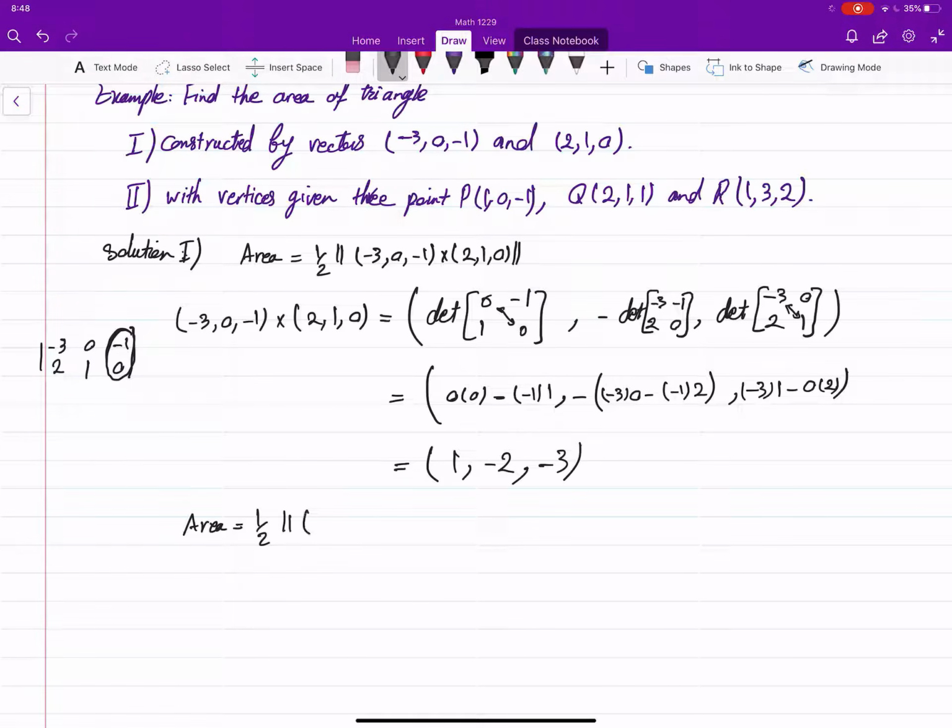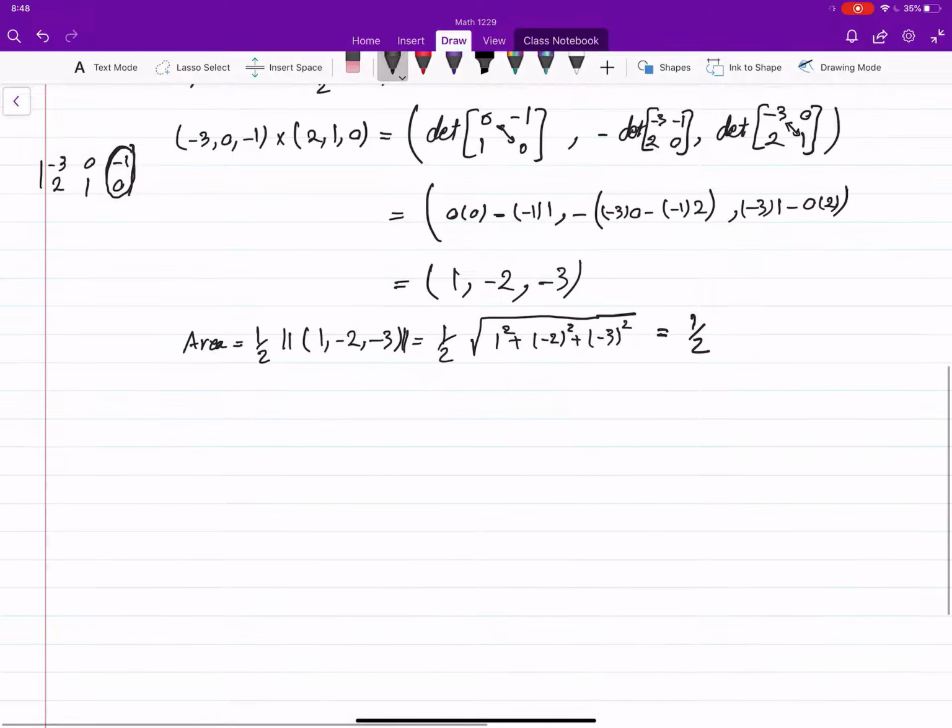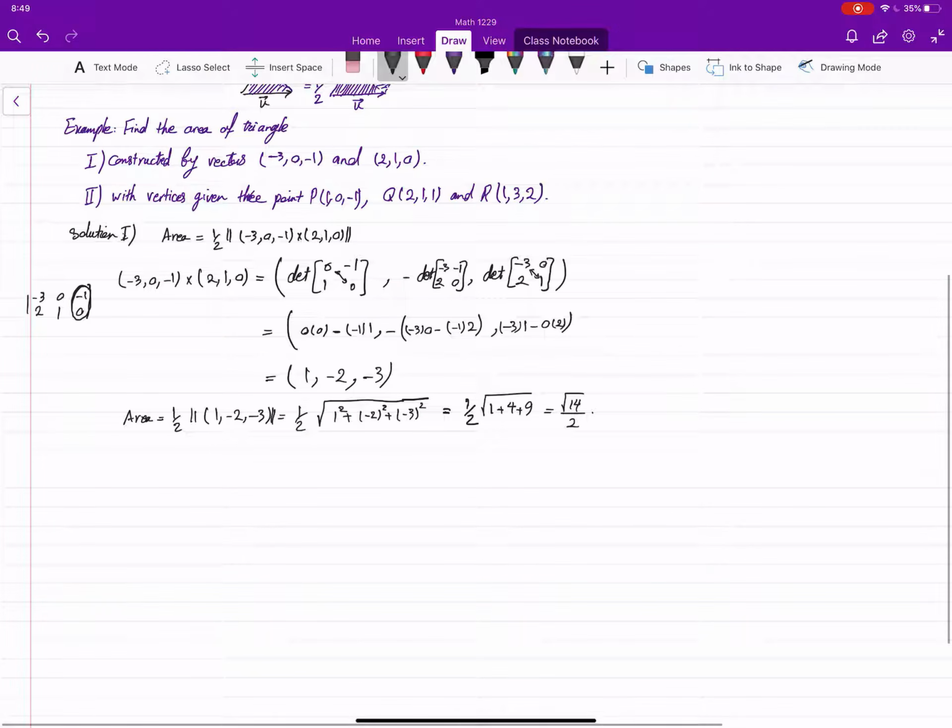The length of (1, -2, -3) is equal to, we know how to find the length. Square each component and then add them. Then find the square root. So this is half of the square root of 1 plus 4 plus 9. Those add up to 14. So we have root 14 over 2. That is the area of the triangle in part 1.